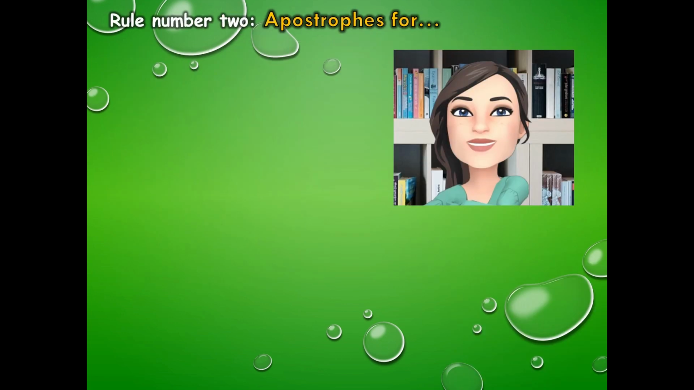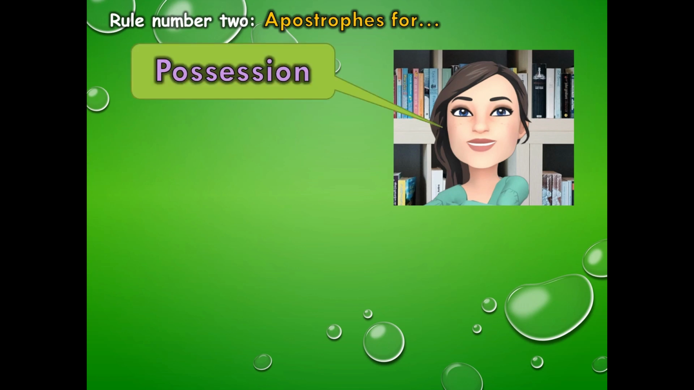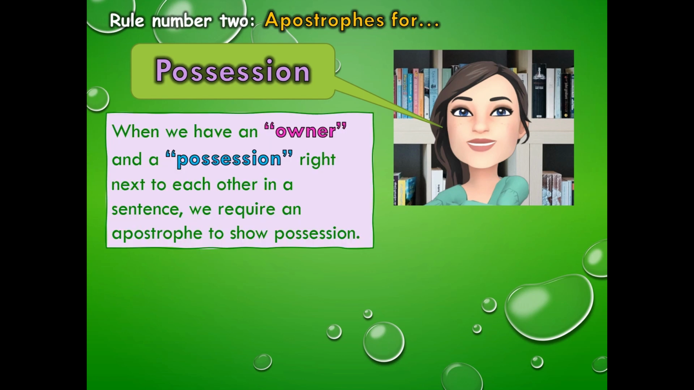Let's look at rule number 2. Apostrophes for possession. So what is an apostrophe for possession? Well, when we have an owner and a possession right next to each other in a sentence, we require an apostrophe to show possession. Now don't think of an owner and a possession as a literal meaning of those 2 words. It's just within the sentence who owns what or what owns what.